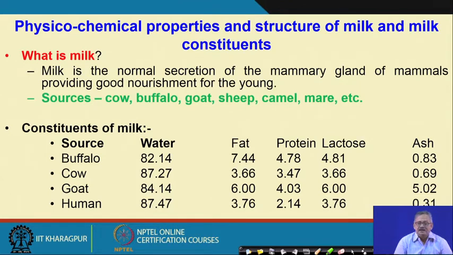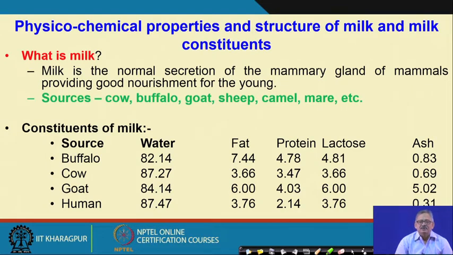To do that, again we come back to what is milk. Milk is the normal secretion of the mammary gland of mammals, providing good nourishment for the young, right? So, for all mammals this is true, the secretion of the mammary gland that comes out. Sources can be any mammal like cow, buffalo, goat, sheep, camel, mare, human, etc. All mammals may be the source, right?